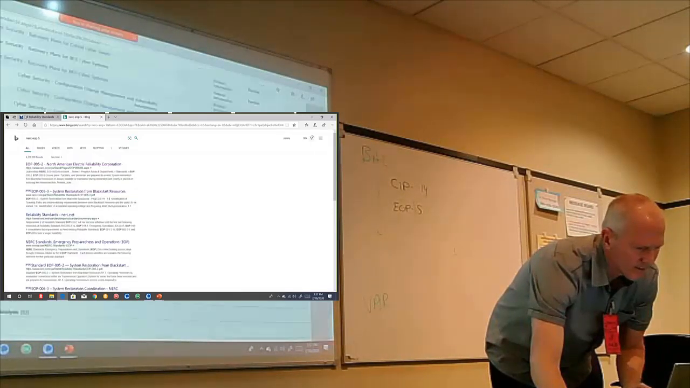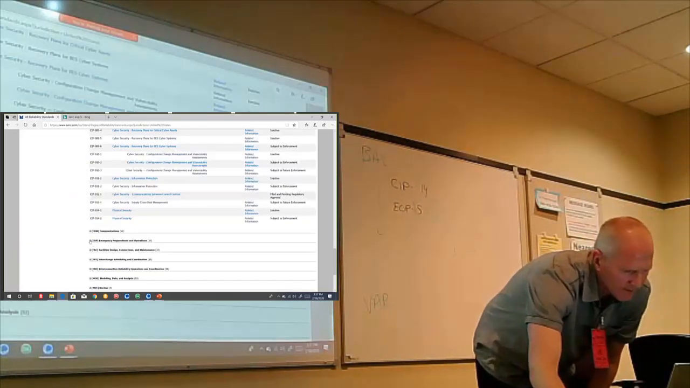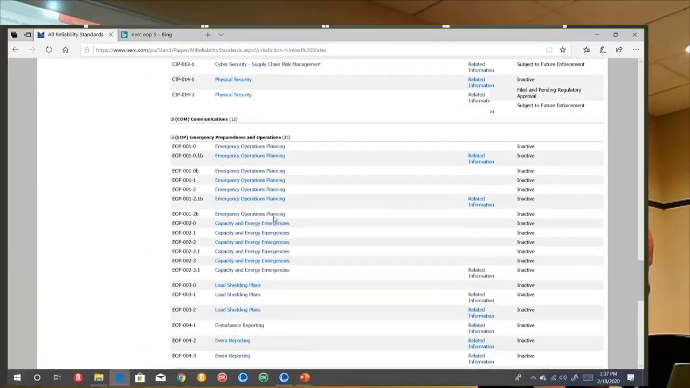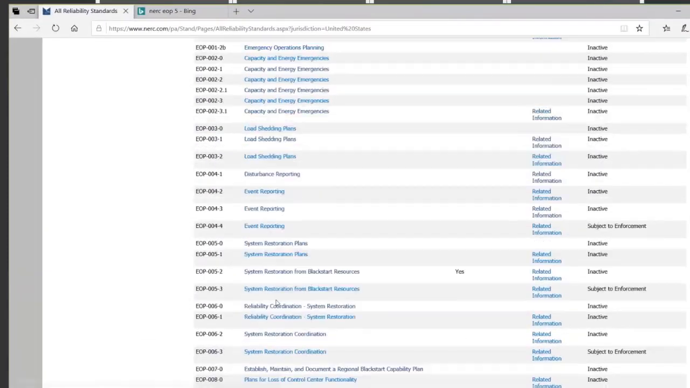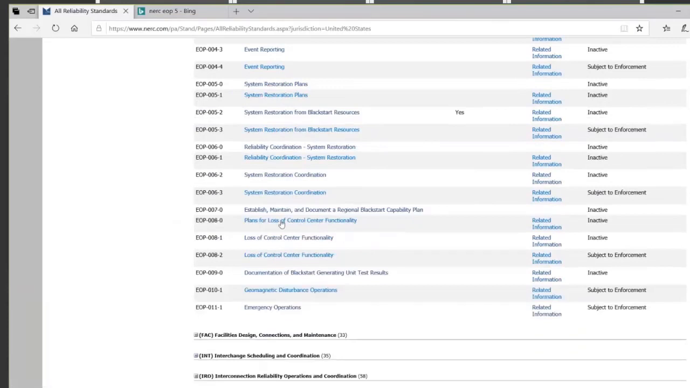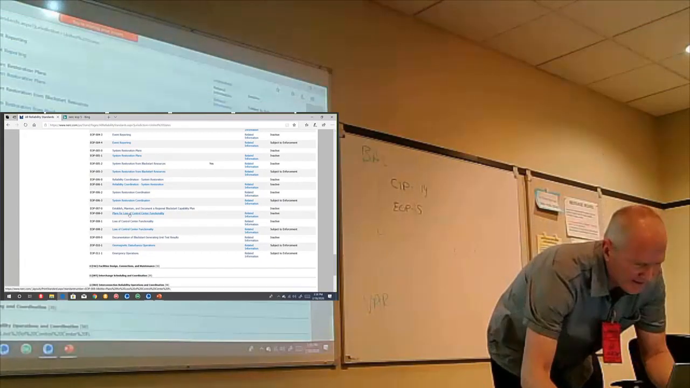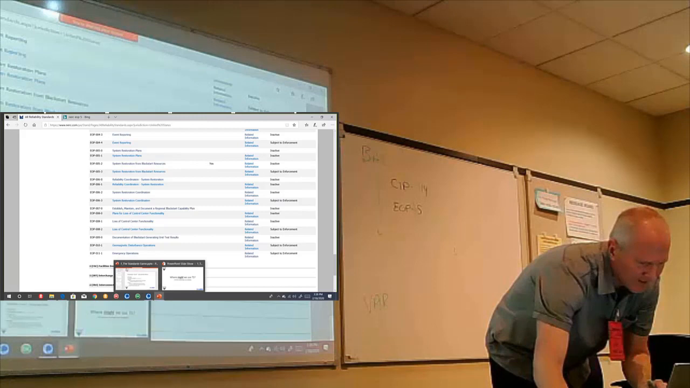What does EOP stand for? Emergency operations procedures. Plans for loss of control center. So were you close on that one? They were thinking Black Start. I don't think I had that one.